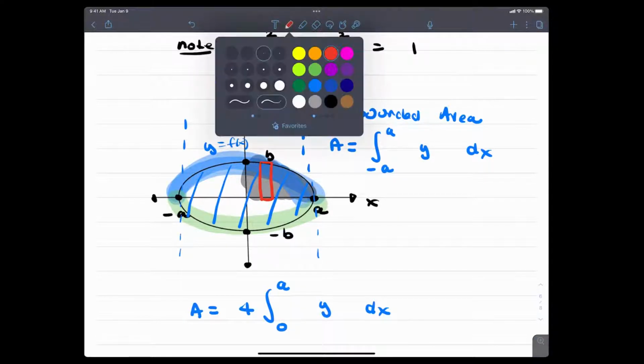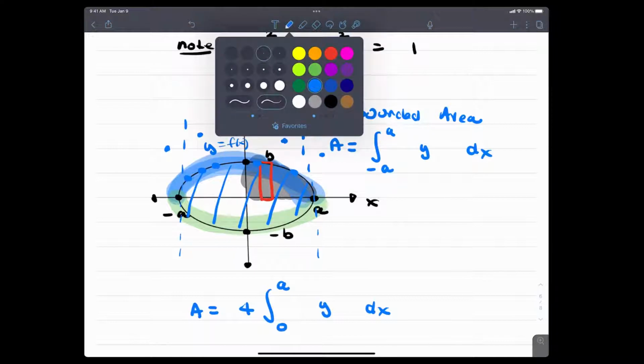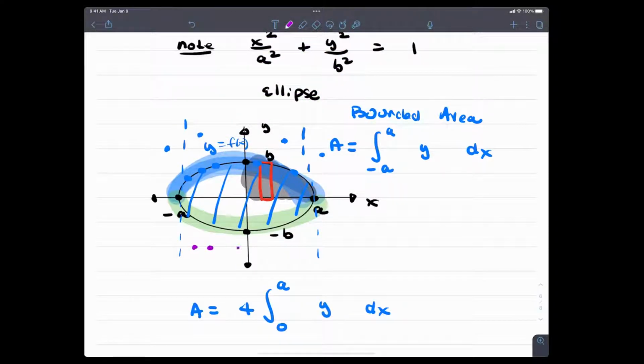Here's what I mean. Every point here, the y coordinate is positive. So all the points on that curve are positive. That's why you take the positive portion. Every point down here has a y coordinate that's negative. This is why it's in green. That's why you have that negative sign. So that's the bottom curve.